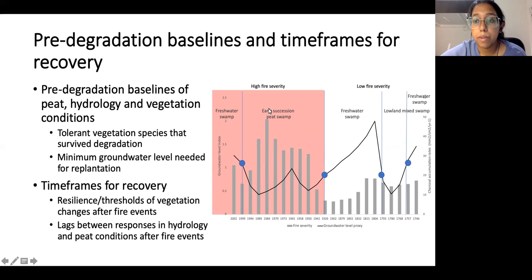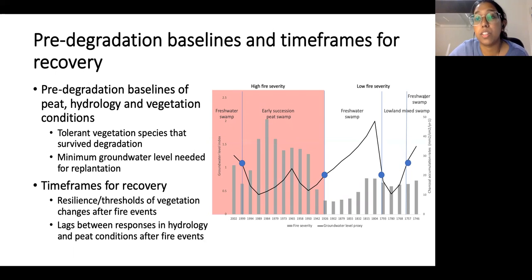And the species that comes back wasn't lowland peat swamp, but actually early succession peat swamp species, which is usually vegetation that comes in when there is very large-scale degradation. And then it's also interesting that once groundwater level picked up in recent years, I started to see the similar freshwater swamp species that I see in the past. So this really tells me about tolerant vegetation species that survive different degradation, whether it is fire events or low drought conditions, for example. And it also tells me about the minimum groundwater level that is needed for the replantation of these species, for example.